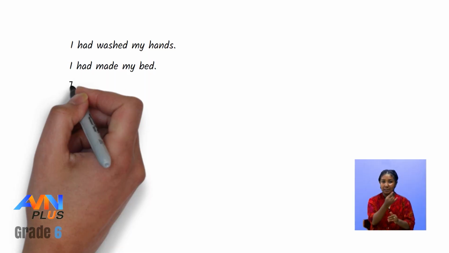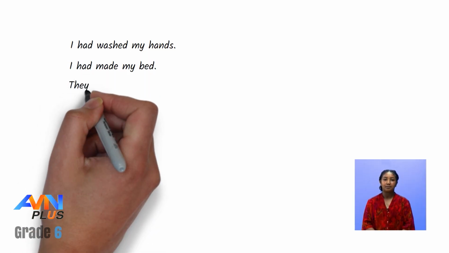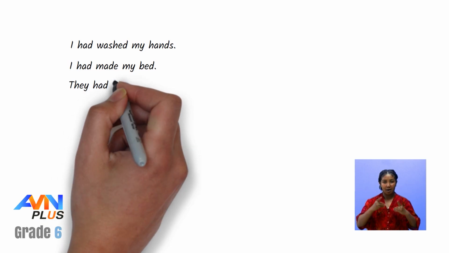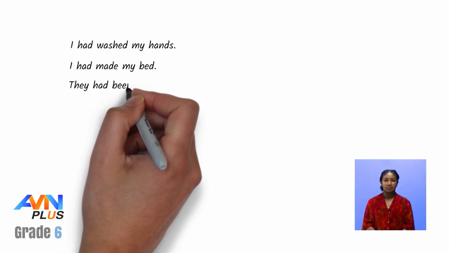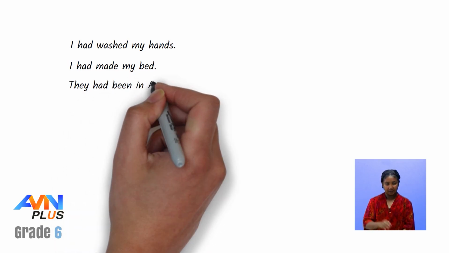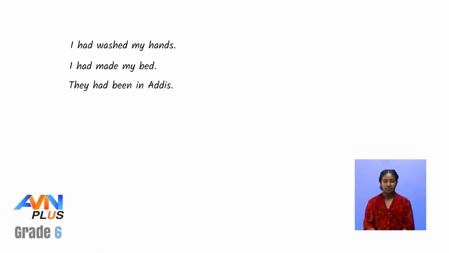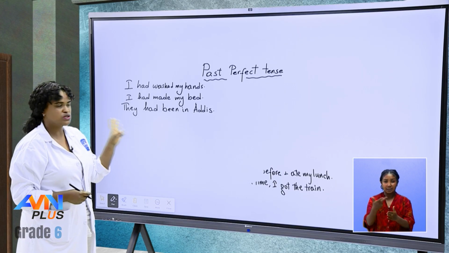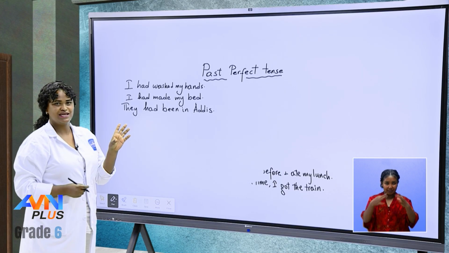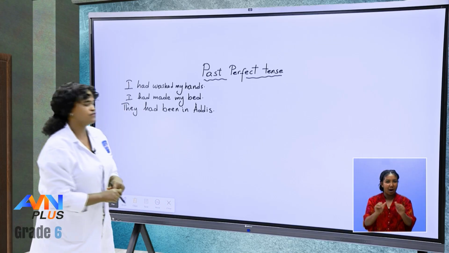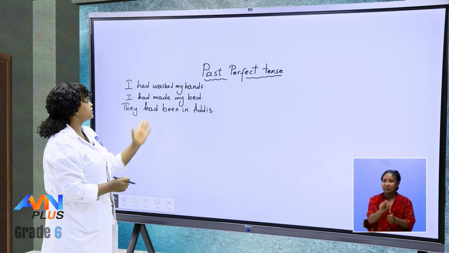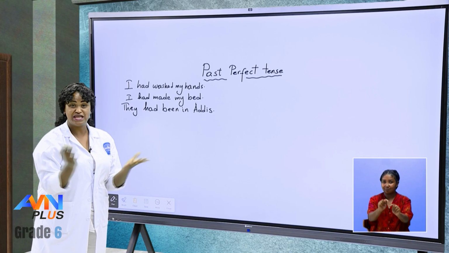They had been in Addis. Let us make these three affirmative or positive sentences negative. How do we do? Let me give you a few seconds, at least 30 seconds for each. I will see you after 2 minutes. All right?